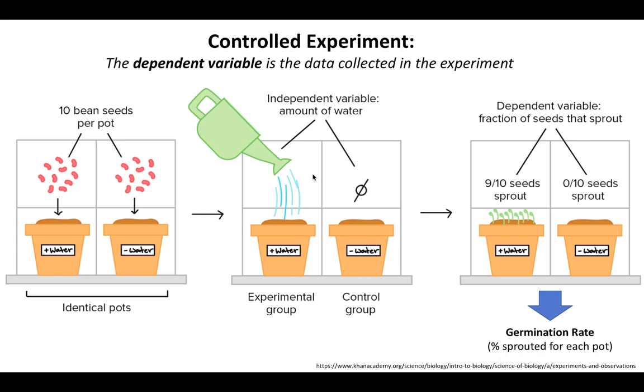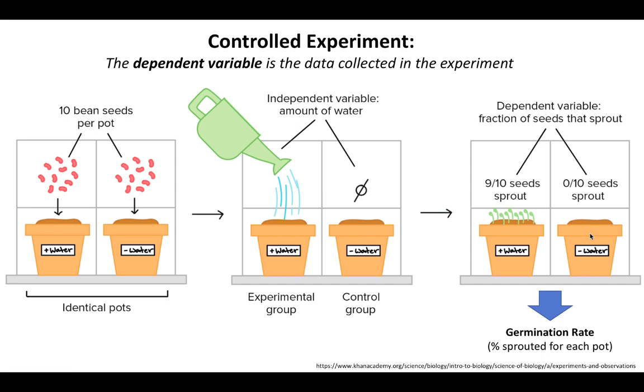Okay. So then we're going to make some observations later on, and we're actually going to collect data in the experiment to find out the outcome of our experiment. In this case, we're going to look and see how many of the seeds sprouted or germinated in each pot, and we're going to come up with a germination rate for each pot. So 9 out of 10 in the plus water group, the experimental group, and 0 out of 10 in the minus water control group.